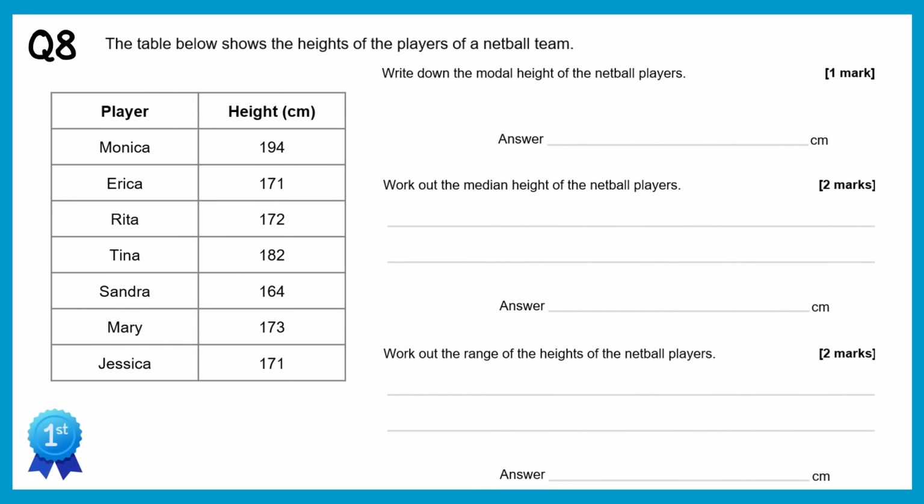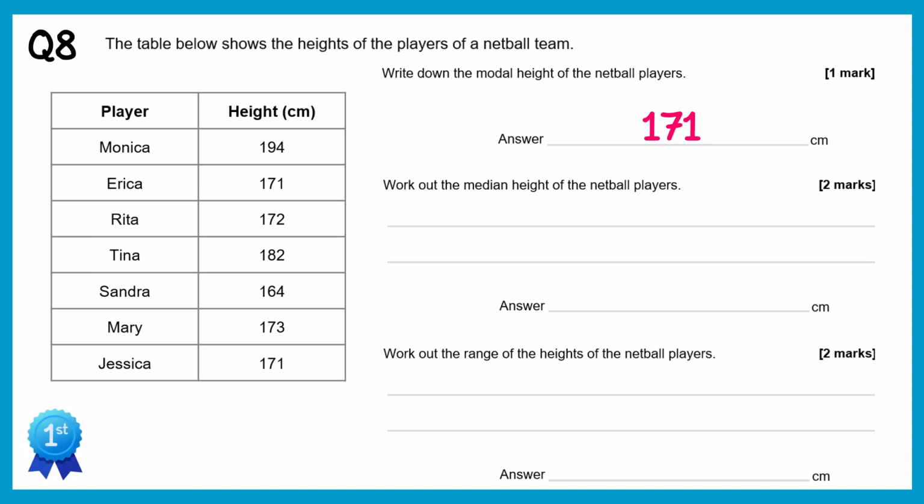In this question, we have the heights of players from a netball team, and we need to first of all write down the modal height of the players. The modal just means the mode, which is the most frequently occurring height. Looking at these heights, they all appear once apart from the height 171, which is the height for Erica and Jessica. So the mode would be 171.